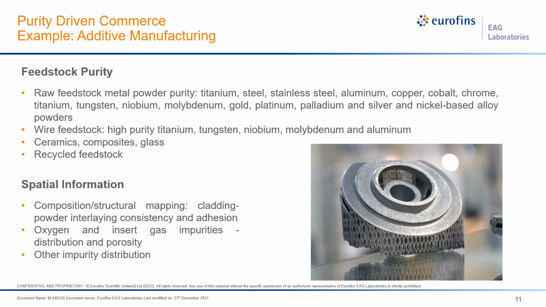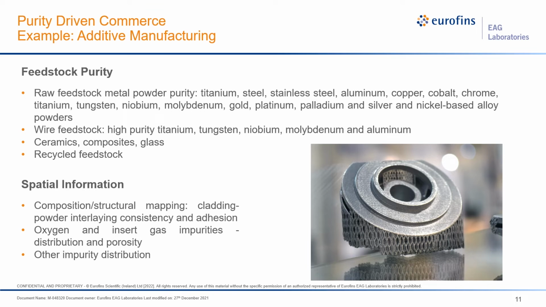And finally, another example where impurities are important is in additive manufacturing, particularly for the 3D printed parts used in the biomedical, aerospace, and nuclear industries. The primary sources of impurities for 3D printed material are in the raw feedstock used, which can be composed of high purity metal powder or wire, ceramics, composites, and glass. Around 10% of feedstock is also recycled back into production, but only after rigorous composition testing has been carried out.